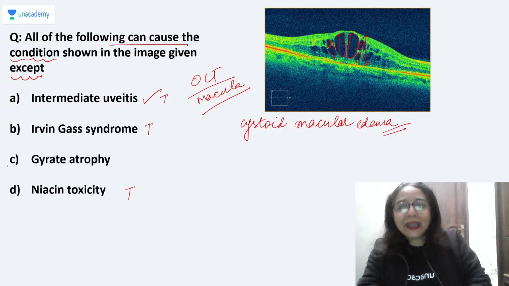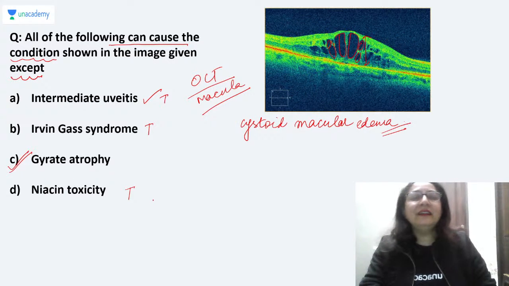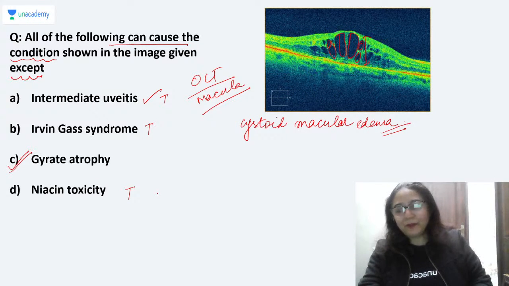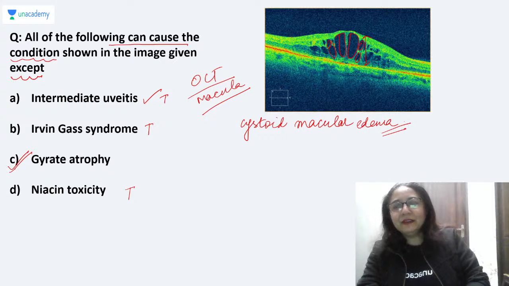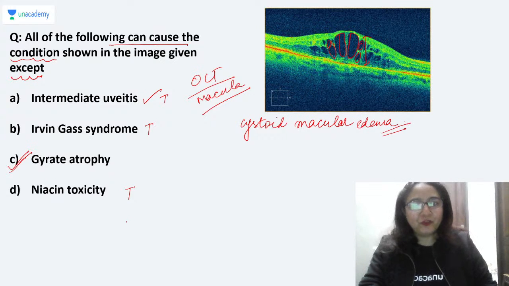Okay, but gyrate atrophy is a degenerative condition of the retina. Gyrate atrophy has no correlation with the development of cystoid macular edema. So this is the answer to this question, choice C. Okay.